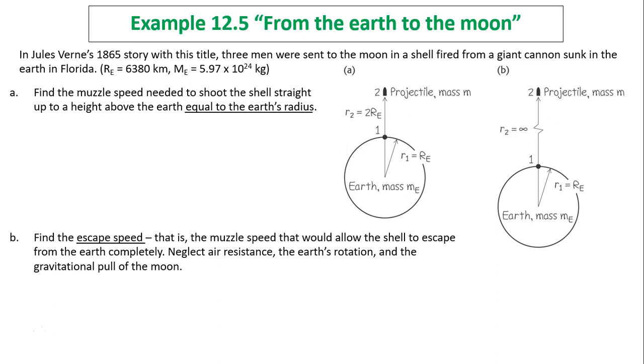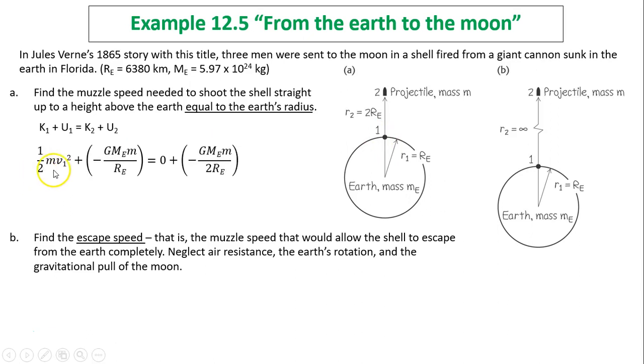So in this case, the only force is gravity, so total mechanical energy is conserved. So K1 plus U1 equals K2 plus U2. At point 1, you'll have kinetic energy 1/2 m v1 squared plus U1, which is negative G M_E m over R_E. At point 2, your kinetic energy becomes 0 because that's the bare minimum. You shoot to point 2 when you are all out of kinetic energy, and its gravitational potential energy is negative G M_E m over 2R_E.